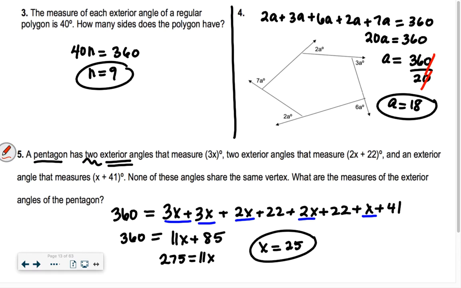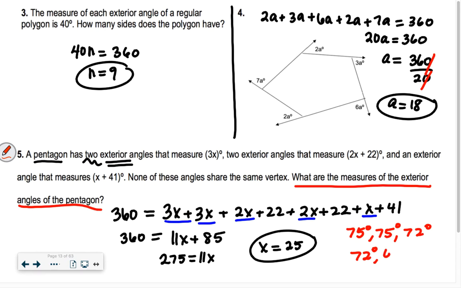So be careful though. What does the question ask for? It didn't just say what is x. What are the measures of the exterior angles? So we have 75 degrees, right? The first 2 were 3x. The next ones are 25 times 2, which is 50, plus 22. So 72 and 72. And the last one is 25 plus 41. What's that? 66? Yep. And they should all add up to be 360 if you did it correctly.